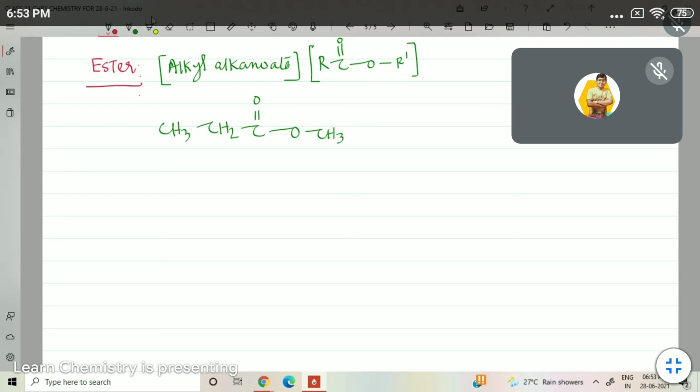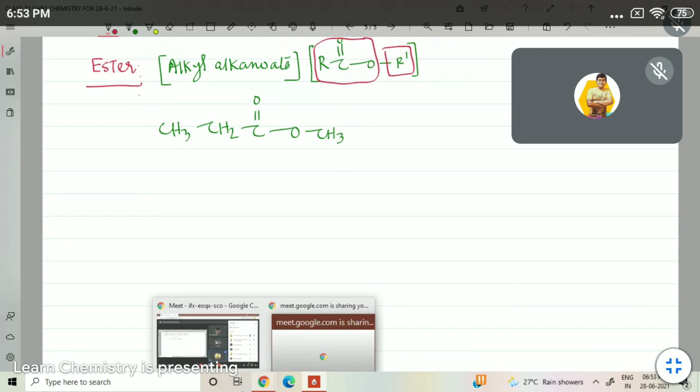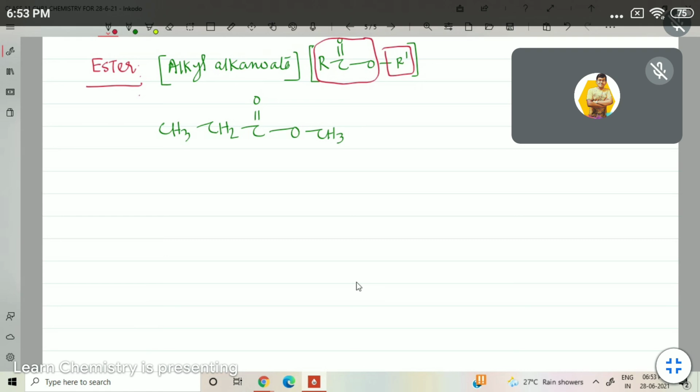So let's have an example: CH3, CH2, C double bond O, single bond OCH3. Now in the name, you can find two parts. One is the alkyl part, another one is the alkanoid part. Now this is the alkyl part, and this part is the alkanoid part. I guess you will be able to find the alkyl part and the alkanoid part in the example that I have given. So as you can see, this part is the alkyl part.